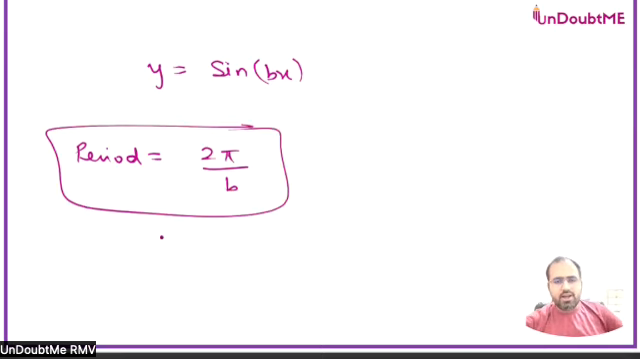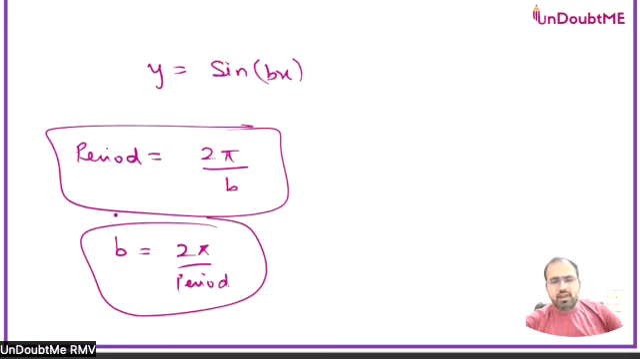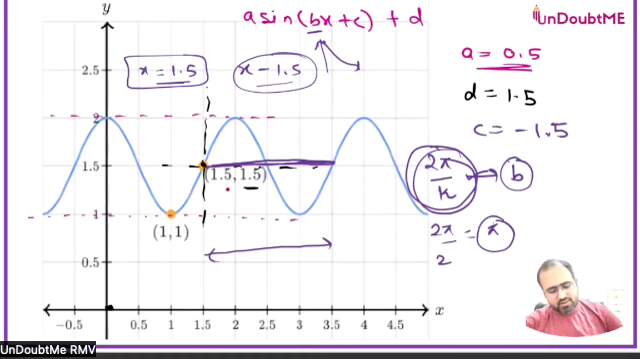So how can I get the b value? The b value can be obtained by doing 2 pi over period. Okay, this is a general formula we can say. So coming back to this, the period of this graph was 2. So if I do 2 pi over 2, then I will get the b value. So b is pi. I got all four and I'm done with it.